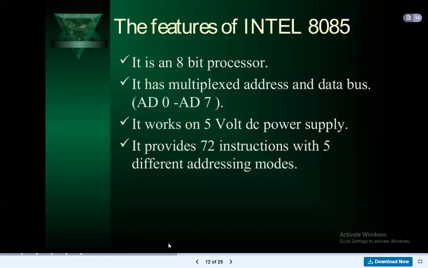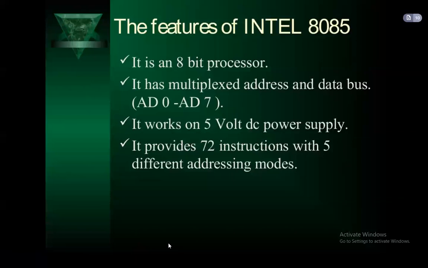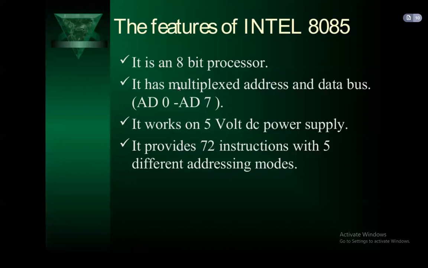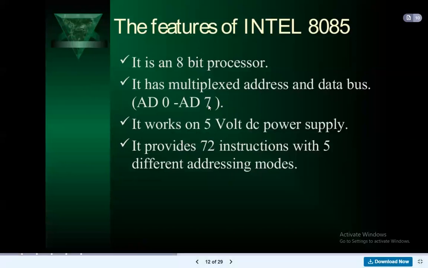In the features of Intel 8085, Intel is the manufacturing company name of the microprocessor 8085. It is an 8-bit microprocessor, and it has address lines from AD0 to AD7. It means that totally 8 lines are there because of 8 bits. That is 0 to 7, AD0, AD1, AD2, 3, 4, 5 up to AD7. 0 to 7 means it is a totally 8-bit microprocessor.